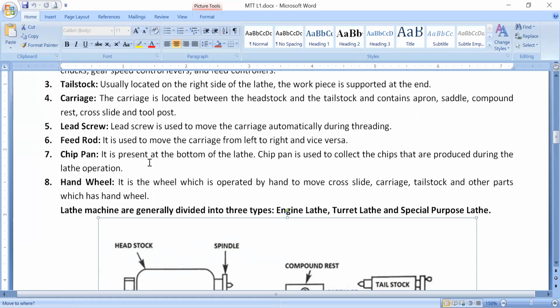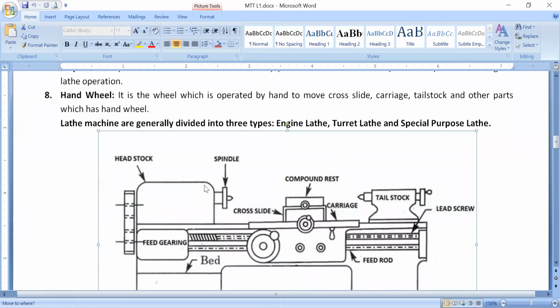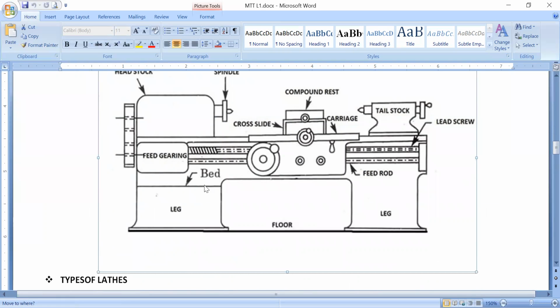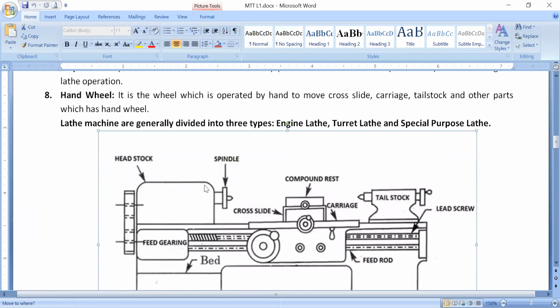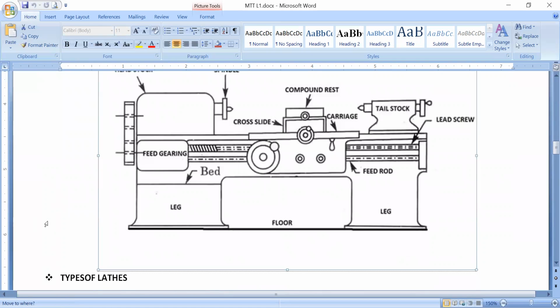Chip pan is present at the bottom of the lathe and is used to collect the chips produced during the lathe operation. Hand wheel is the wheel operated by hand to move the cross slide, carriage, tailstock, and other parts. You can see there are a number of hand wheels, and these are operated with the motion of the hand. That's why they are called hand wheels.